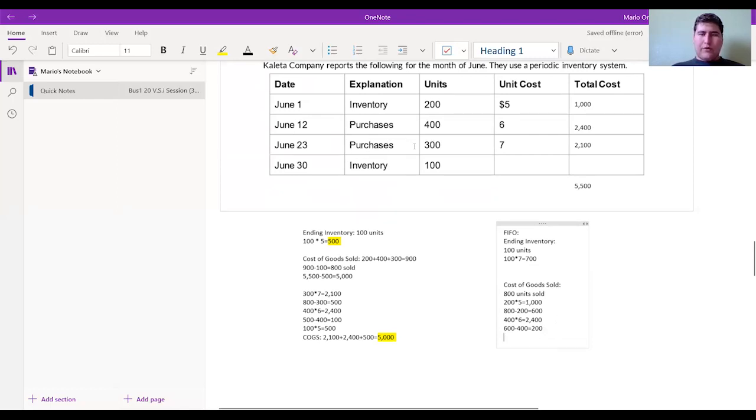So we have 300 purchases, or 300 units at $7 cost. Of those 300 units, we can account for 200 that have already been sold. 200 times a $7 cost, you have $1,400 cost for that unit. And we've already run out of units that we need to use. So our cost of goods sold is going to be the 1,000.